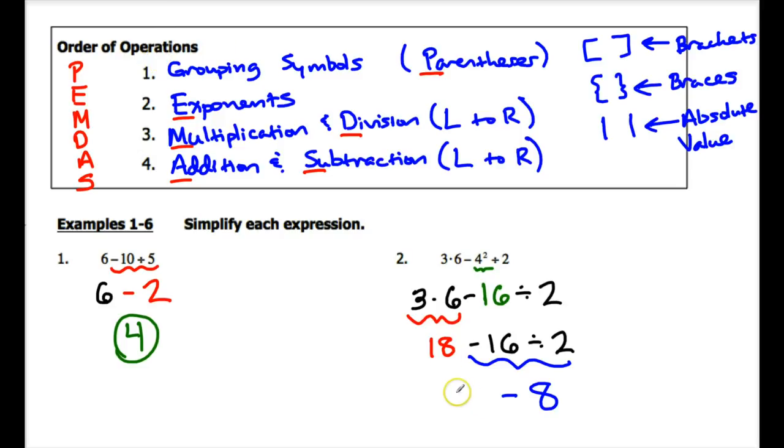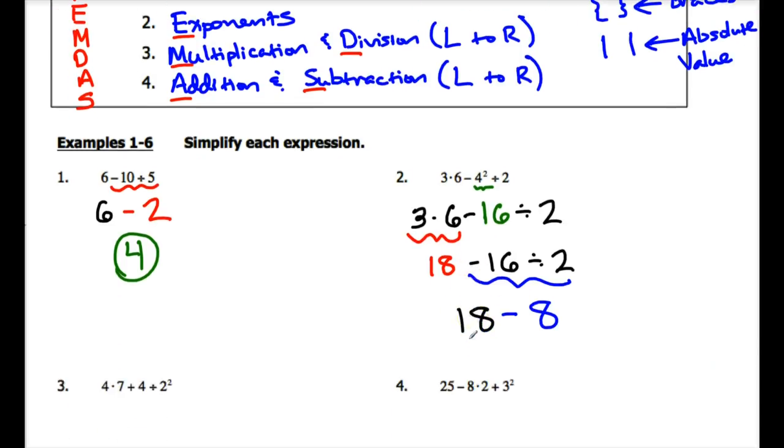And then this 18 out in front will just bring this down. So now we have 18 minus 8, and so now we can do our last step, this subtraction. 18 minus 8 gives us positive 10. So your answer to this would be positive 10.